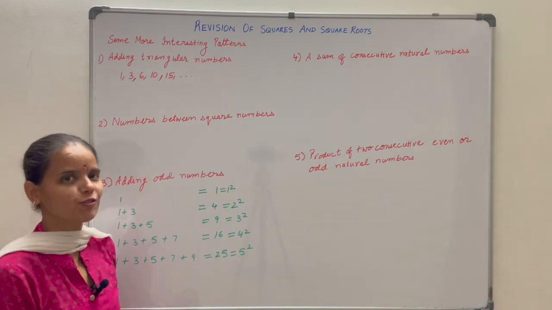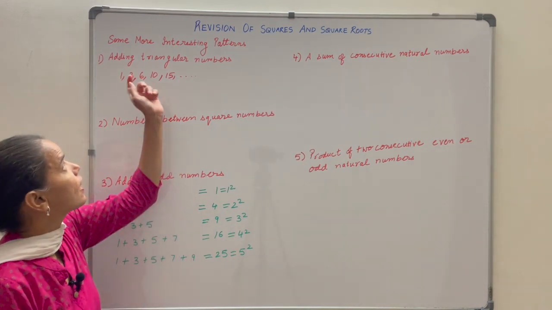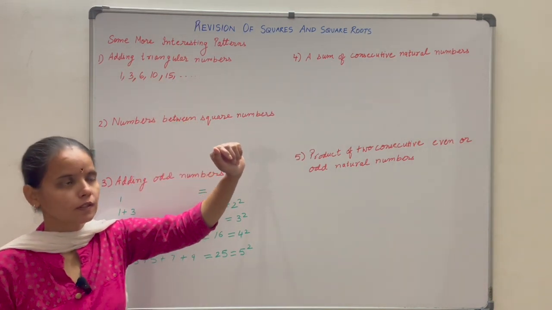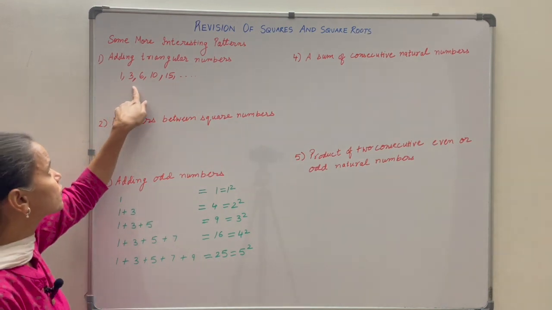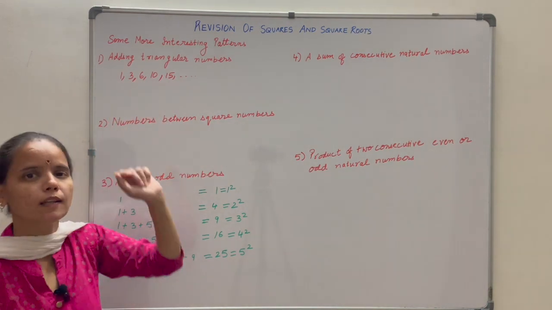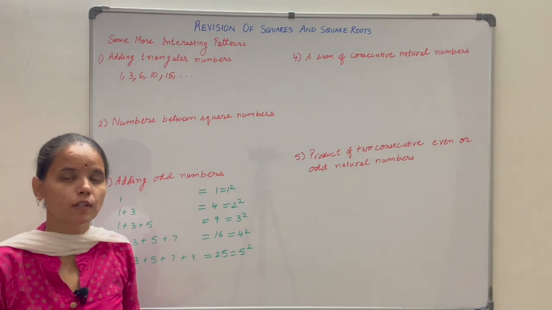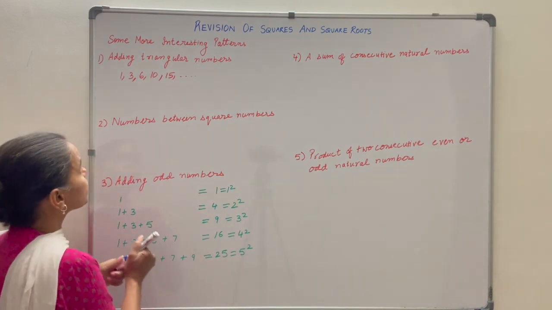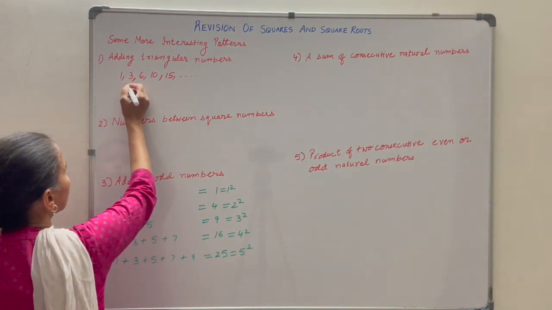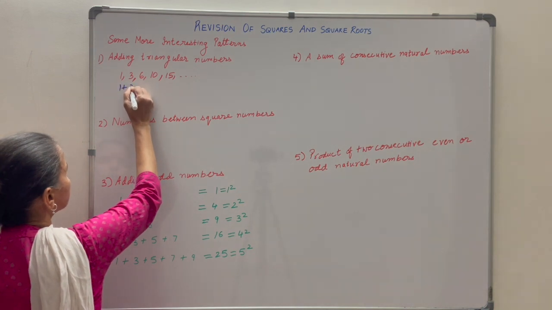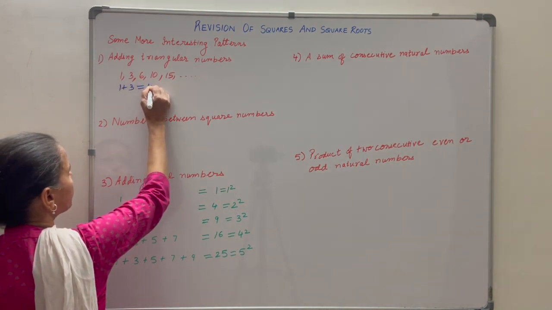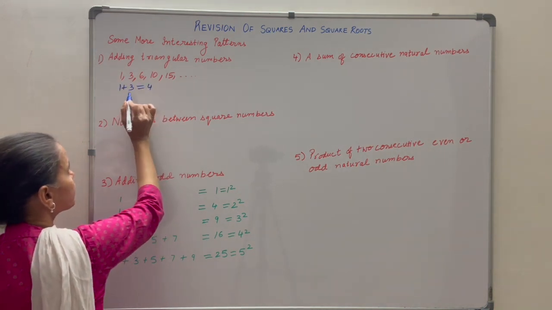Some more interesting patterns. Adding triangular numbers. So these numbers 1, 3, 6, 10, 15 are triangular numbers. If you add consecutive triangular numbers, say 1 and 3, so 1 plus 3 is 4. That is the perfect square of 2.